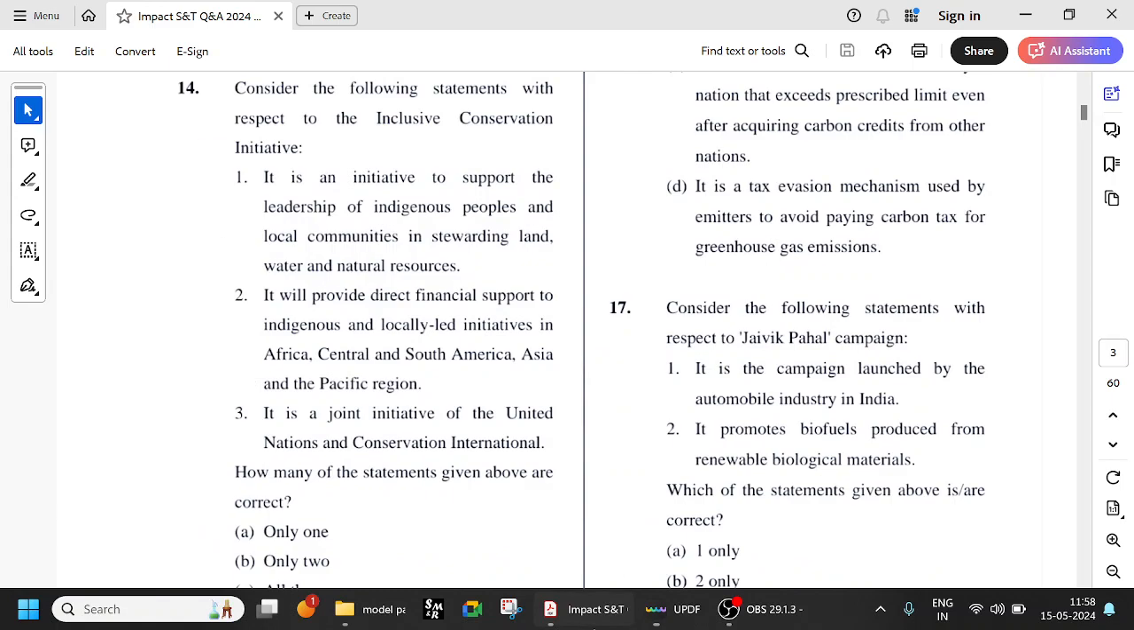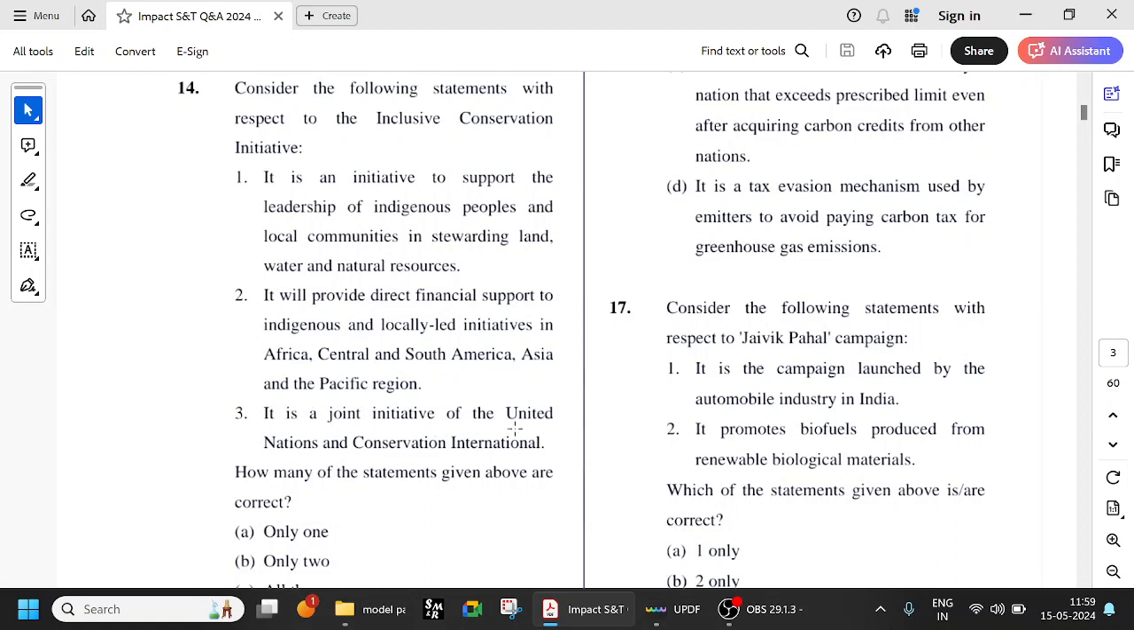So let us now look at the question. Consider the following statements with respect to the Inclusive Conservation Initiative, ICI. It is an initiative to support the leadership of indigenous people and local communities in stewarding land, water, and natural resources. This is correct. The main purpose is the protection of land and water by indigenous peoples. It will provide direct financial support to indigenous and locally led initiatives in Africa, Central and South America, Asia, and the Pacific region. So this is also correct, right?